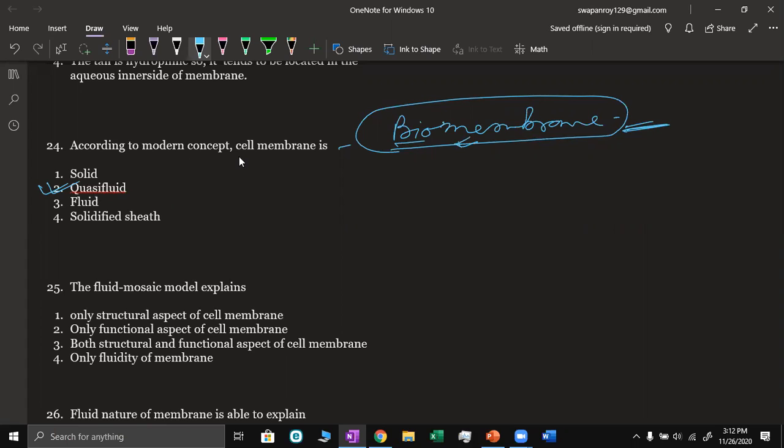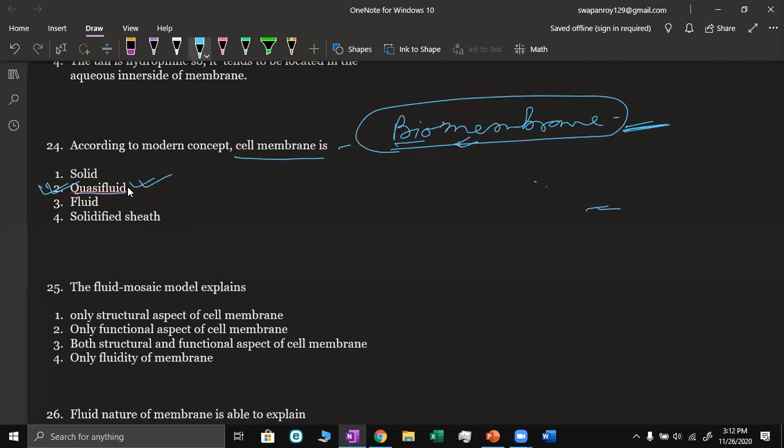So according to modern concept, this cell membrane is a quasi-fluid structure. Okay, it is a fluid, but not fluid like water that will flow, because this has to give a definite shape to the cell organelles and the cells. It is a limiting membrane, so it cannot be completely fluid, and it cannot be very hard solid. It should be in between, a semi-solid type of structure.